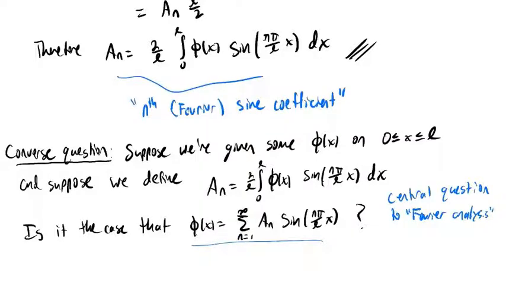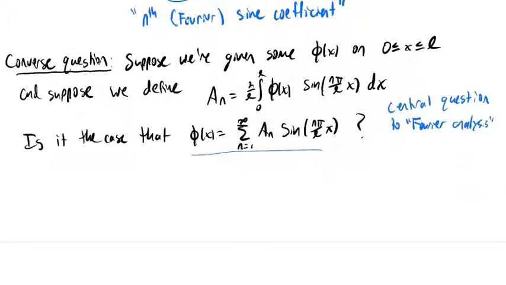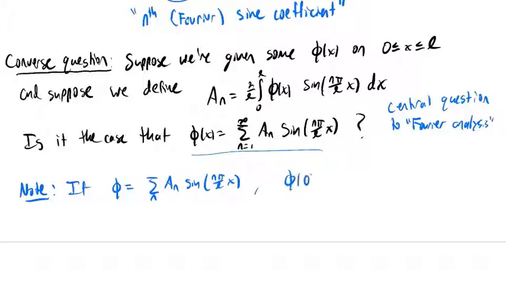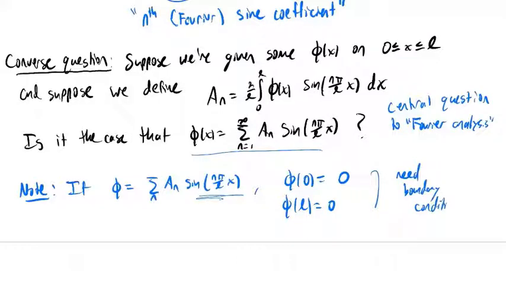So one thing to point out is that we need boundary conditions for this to hold. If phi has this form, the sum over n of a_n times sine of n pi over L x, then phi of 0 has to equal 0, and phi of L has to equal 0. Because if I plug in x equals 0 or x equals L to these sines, I always get 0. So you need the boundary conditions. This is a necessary condition, but otherwise it's a harder question.